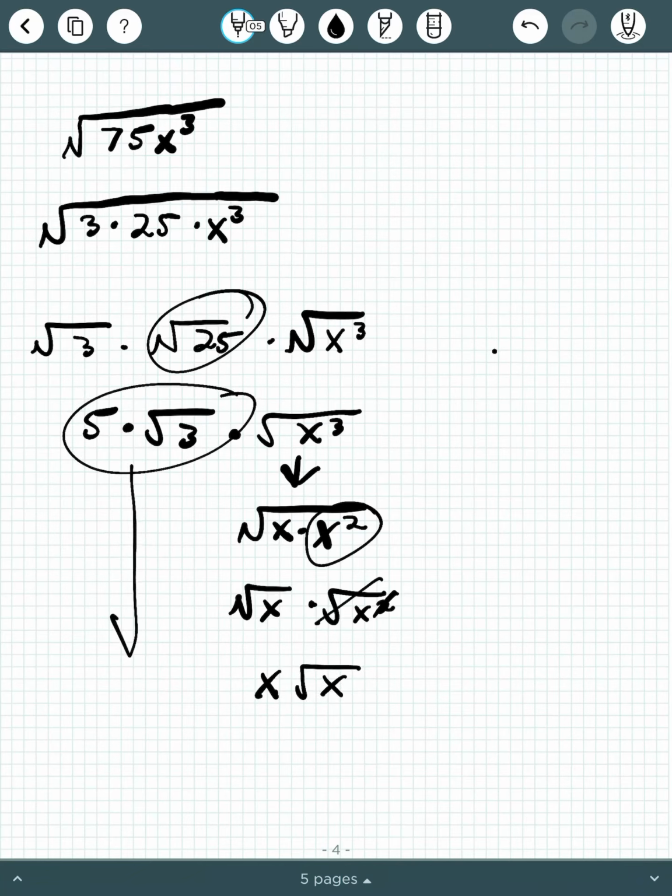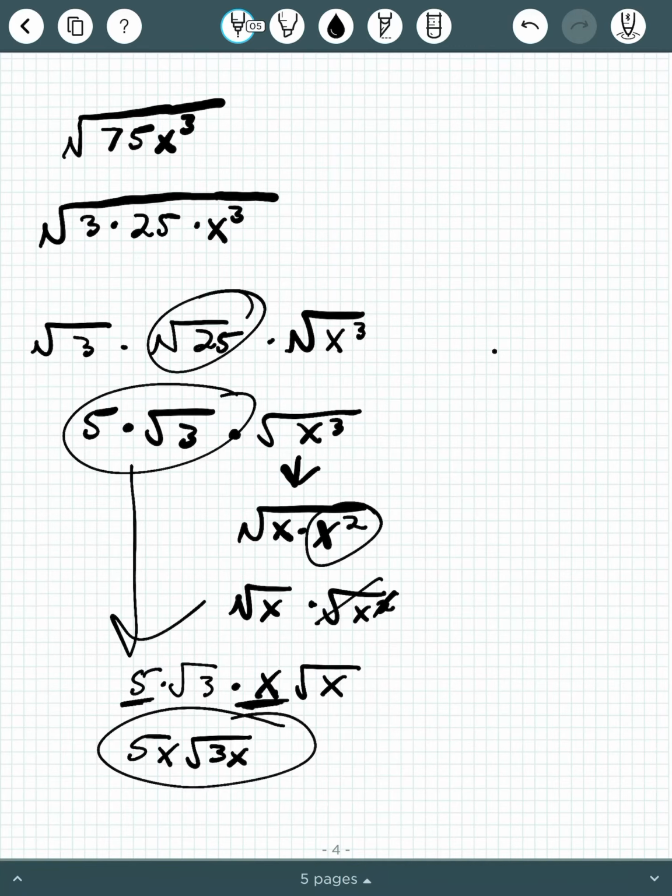When I combine that with the 5 times the square root of 3 that I already had, it looks like that. That's pretty funny to write it in this order. Let's combine the values or terms outside of the square root with the parts that are under the square root. So we'll have 5x radical 3x. And that's how we would work with that in a situation where a variable shows up.